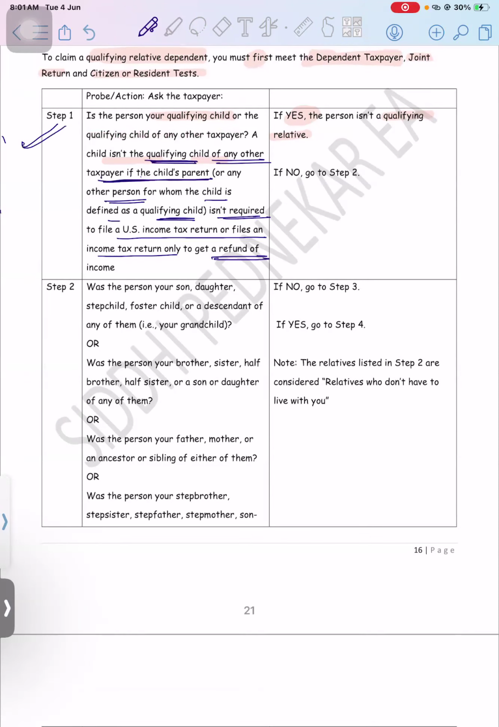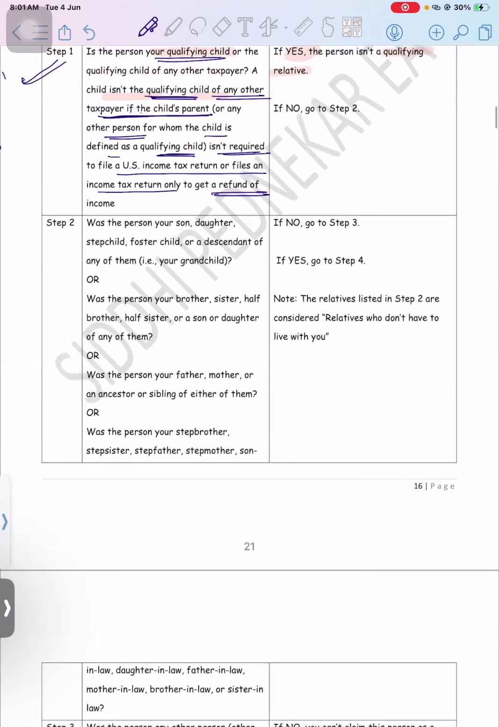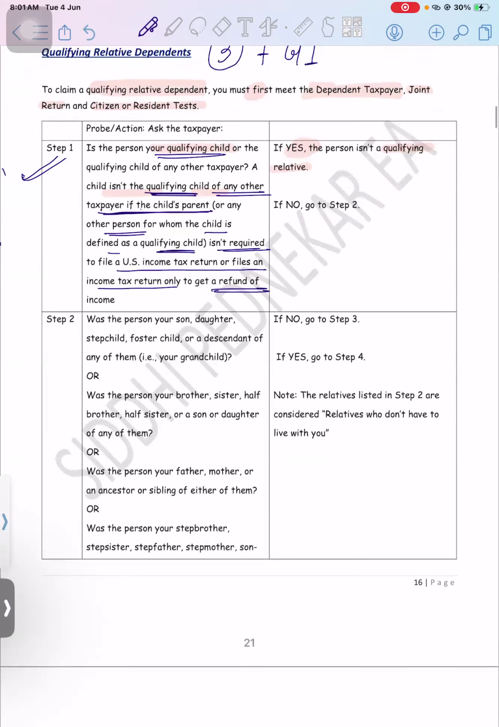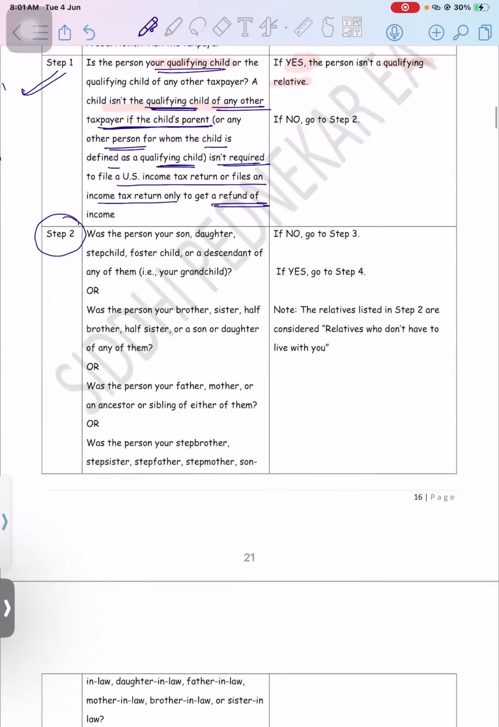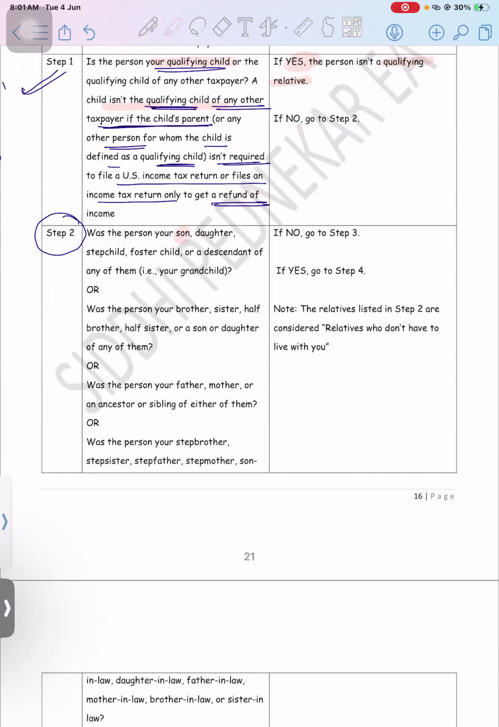Clear, guys? This much detail will not come in the exam. Just remember the steps. If a person is a qualifying child in someone else's return, you cannot claim him as a child. If no, he can be considered for the definition of the qualifying relative. Now let's see what all things will come under qualifying relative in step 2. Was the person your son, daughter, stepchild, foster child, or a descendant of any of them?